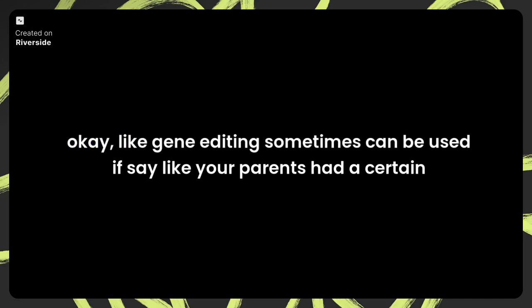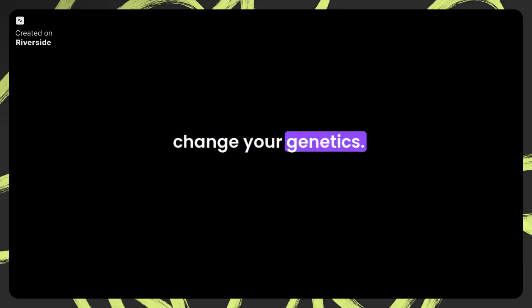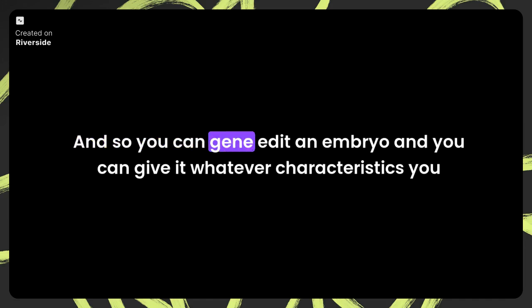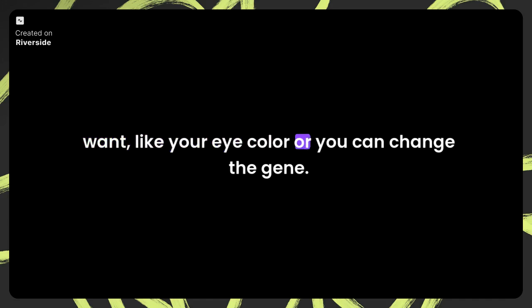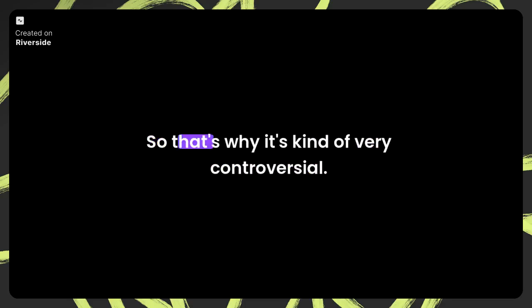Oh, okay, so gene editing sometimes can be used if, say, your parents had a certain condition and unfortunately passed it on to you, but through gene editing you can change those genetics. Exactly. And one topic of debate is genetically modified embryos or babies. You can gene edit an embryo and give it whatever characteristics you want, like your eye color, or you can change the gene. And this will replicate for the whole generation of people. So that's why it's very controversial.